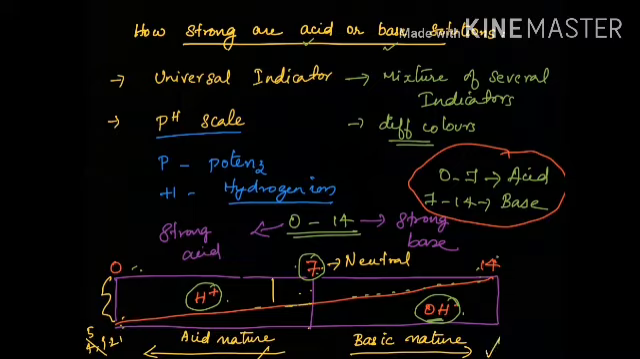Here when we go from left to right, you can see that the OH minus ions are more. OH minus represents the basic solution. So when we go from left to right, basic nature is increasing, and when we go from right to left, again the acidic strength is increasing. So 0 to 7 is acid, 7 to 14 is base, and exactly 7 is a neutral solution.